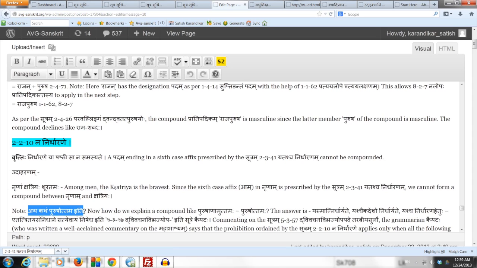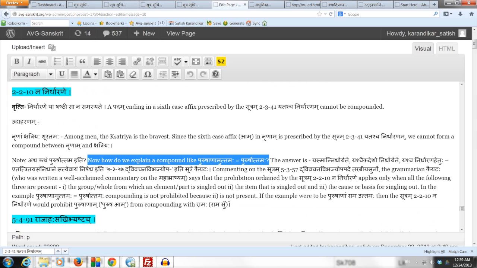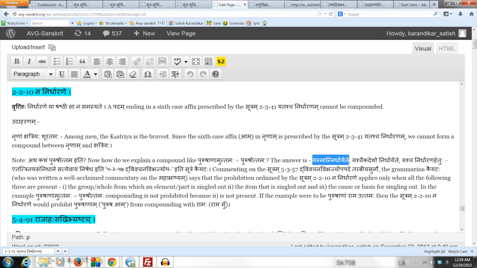Okay, the note here says that Atha Katham Purushottama iti. Now how do we explain a compound like Purushanam Uttamaha Purushottamaha? Very common compound. We of course know Bhagavad Gita chapter 15 Purushottama Yogaha. So how do we justify the compound Purushottamaha?